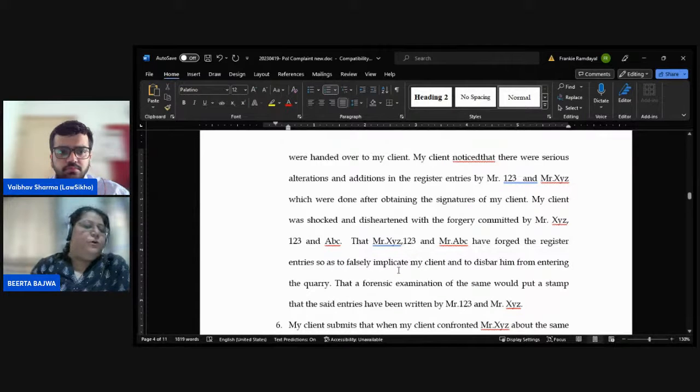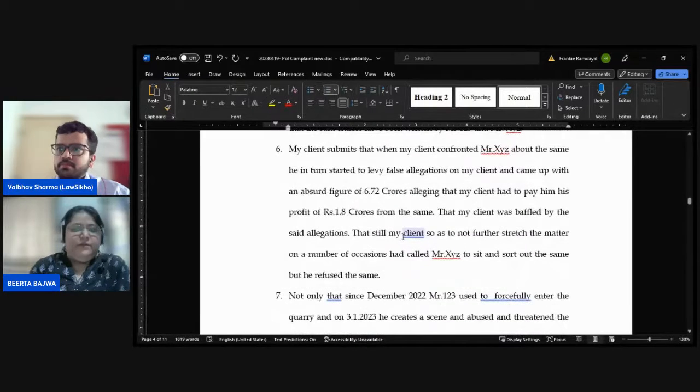So all this came to the notice of my client, and that's how he came to know that after obtaining his signatures on the register, some alterations and additions were done in the register. So they used to forge. That means they have forged those entries without the knowledge and without the consent of the complainant. So that's how you will make your case, and you will write. Let's go down.